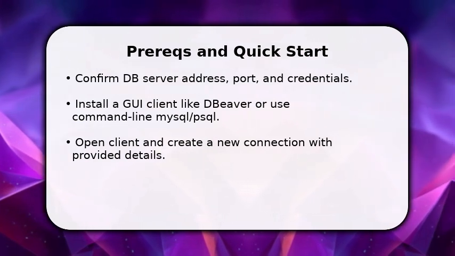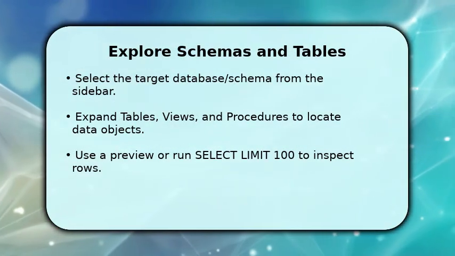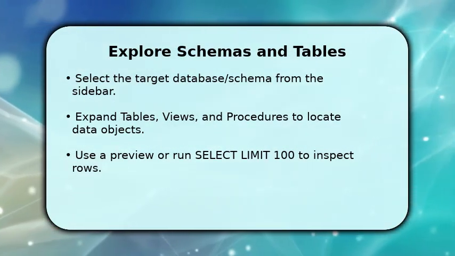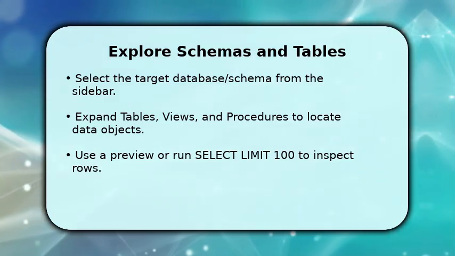Once connected, navigate the schema list in the left pane and select the database you need to inspect. Expand the tables and views folders to see object names. This tells you structure, ownership, and row estimates.